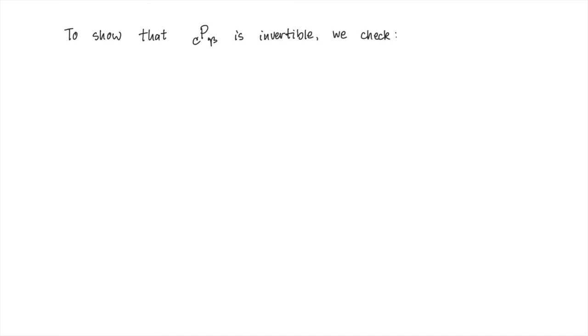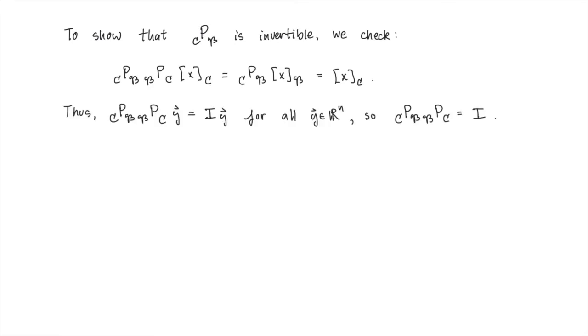Okay, so to check that the change of basis matrix from B to C is invertible, we'll check the following. If we apply the product of these two change of basis matrices to a c-coordinate vector and use the properties of these matrices, we just get the same c-coordinate vector back. By what we've just noted, this means that the change of basis matrix from B to C times the change of basis matrix from C to B times any vector in Rn is just equal to that vector. So the product of these two matrices is the identity.